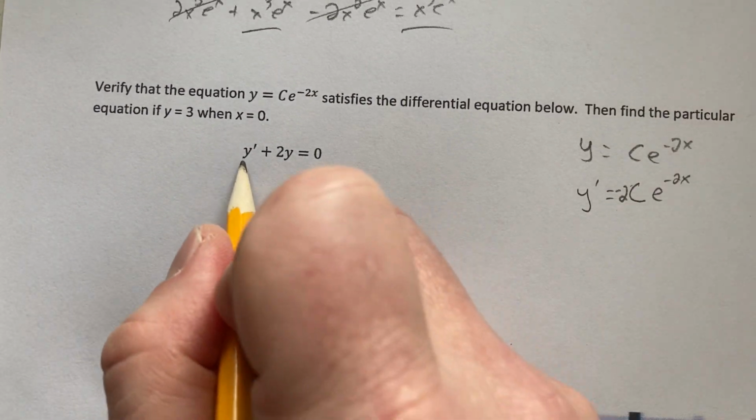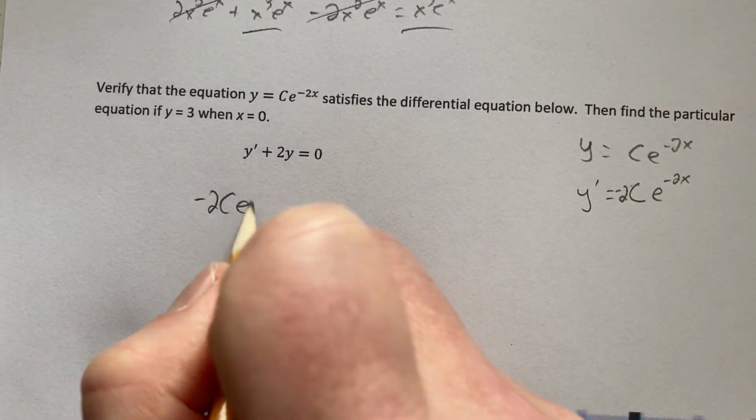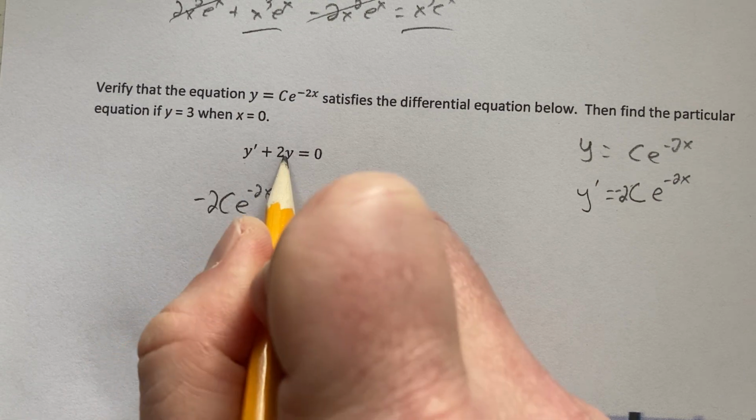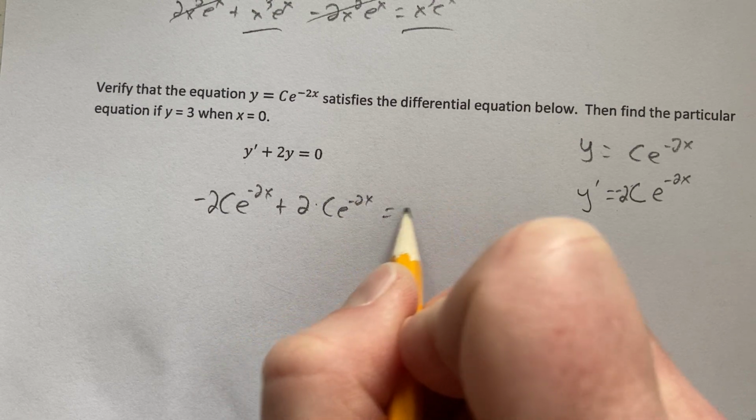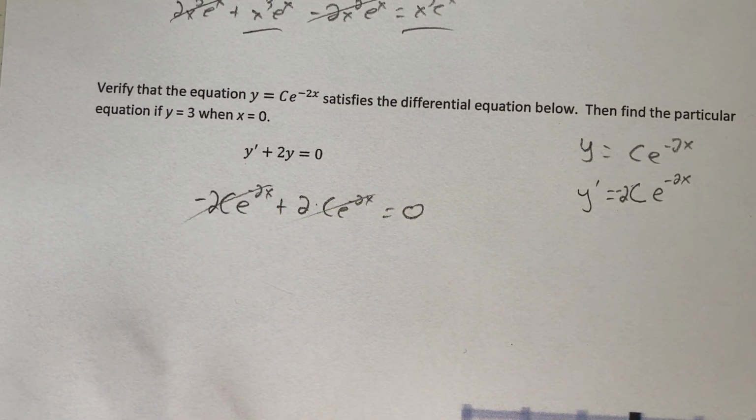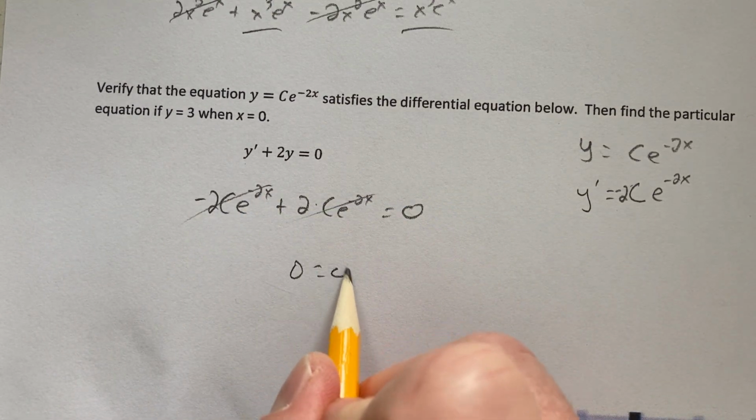So I come over here, derivative negative 2, c e to the negative 2x, plus 2 times the original c e to the negative 2x equals 0. Boom, boom, they cancel out. And that's what we were looking for.